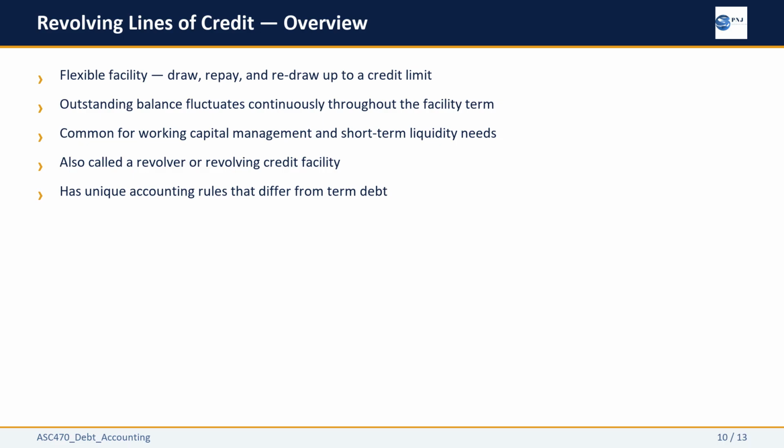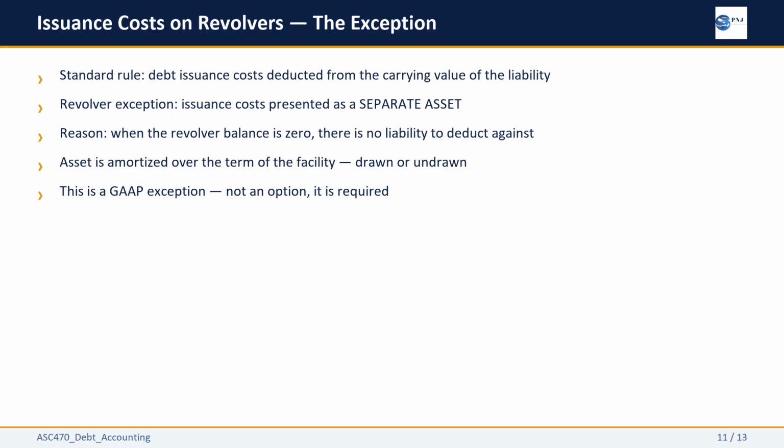But that same flexibility creates accounting wrinkles that do not exist with straightforward term loans. The rules around issuance costs and classification for revolvers are specific exceptions to general debt accounting, and they trip people up regularly. Here is one of the most frequently tested exceptions in debt accounting. Under the standard rule, issuance costs are shown as a contra-liability deducted from the carrying value of the debt. But for revolvers, that approach breaks down.